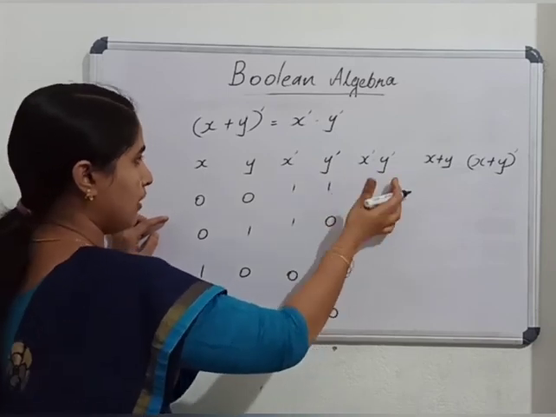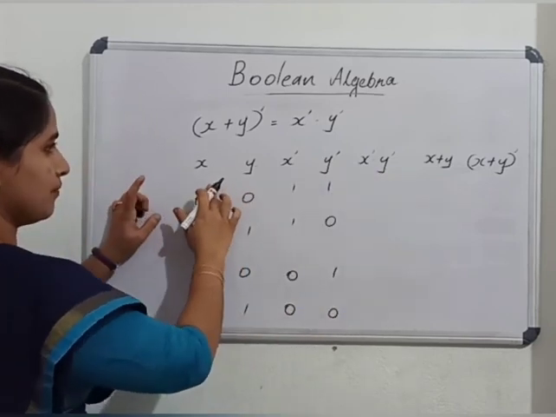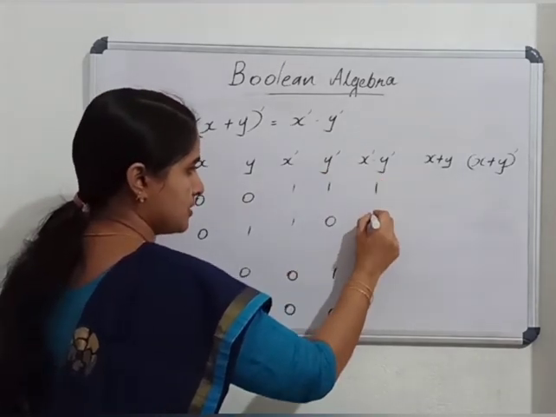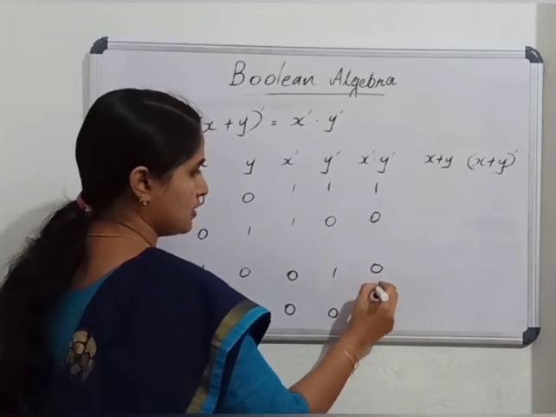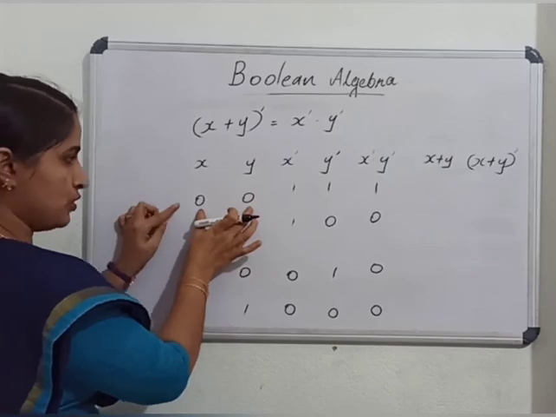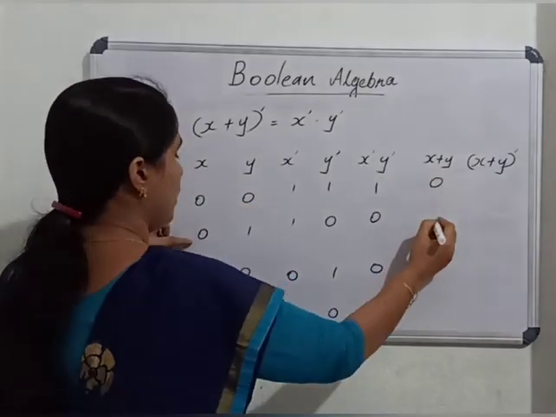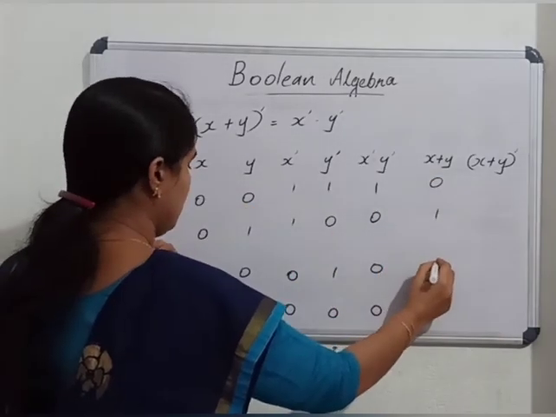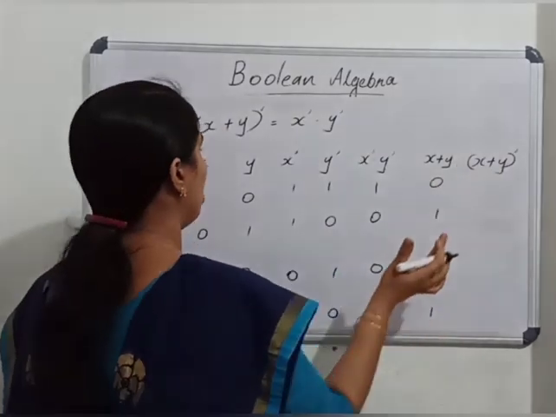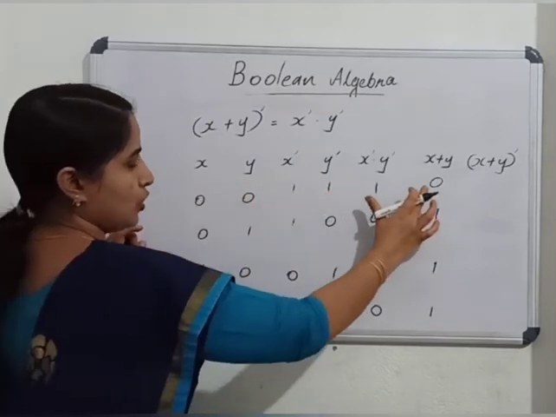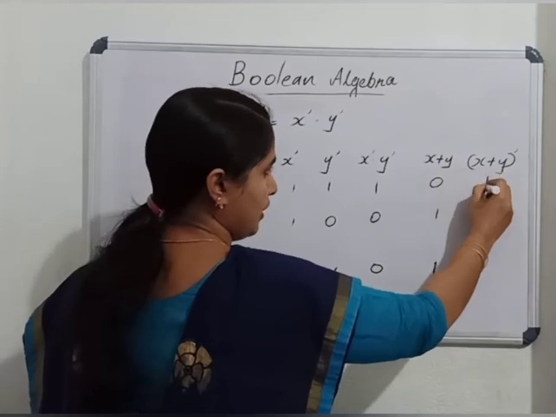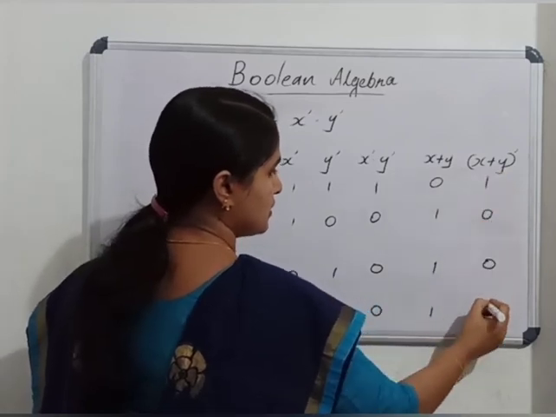Next one is x bar, y bar. X bar, y bar means these two things we have to AND. So this is 1, this is 0 and this is 0, this is 0. Then x, y, these two columns we have to OR. So this is 0 and 1, then 1, then 1. And x or y whole bar. What is x or y? This one. And its complement we have to consider. So this is 1, this is 0, this is 0, this is 0.